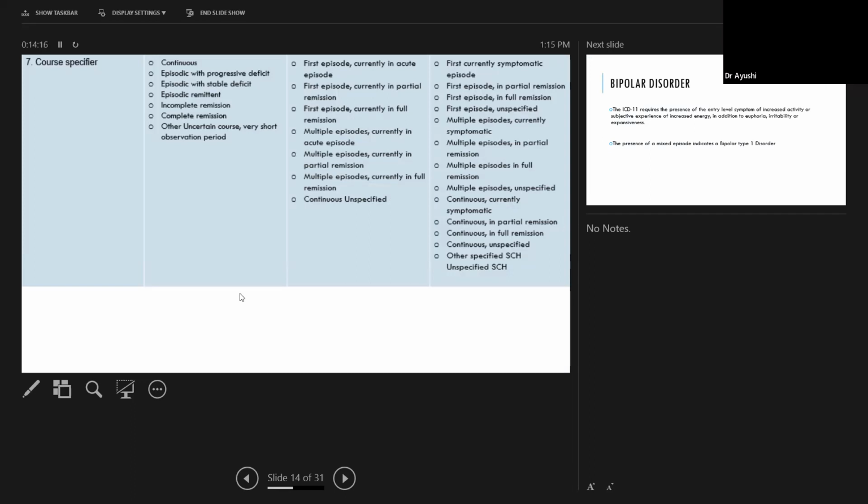In ICD and DSM-5, it is first episode currently in acute episode, first episode in partial remission, first episode in full remission, multiple episodes in acute, multiple episodes in partial and full remission, and continuous unspecified. And in ICD-11, they are first currently symptomatic episode, first episode in partial remission and full remission and unspecified, multiple episodes currently symptomatic in partial remission and full remission and unspecified, and continuous in partial remission, full remission, or unspecified.